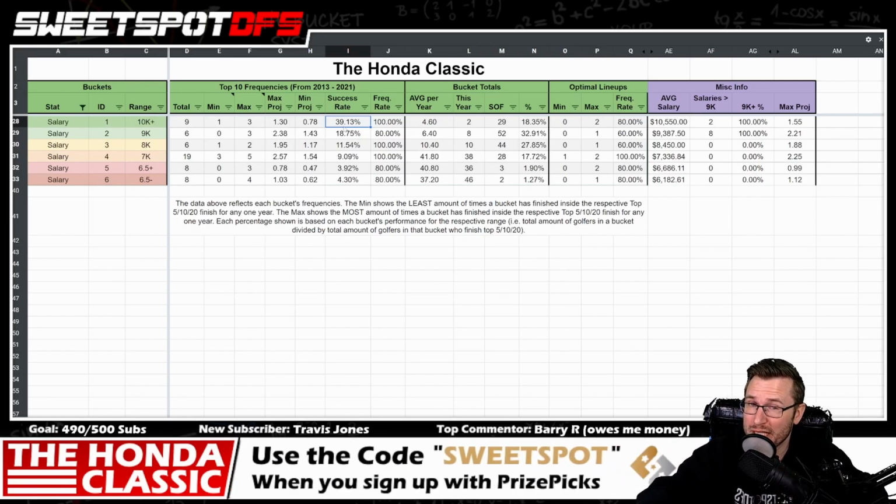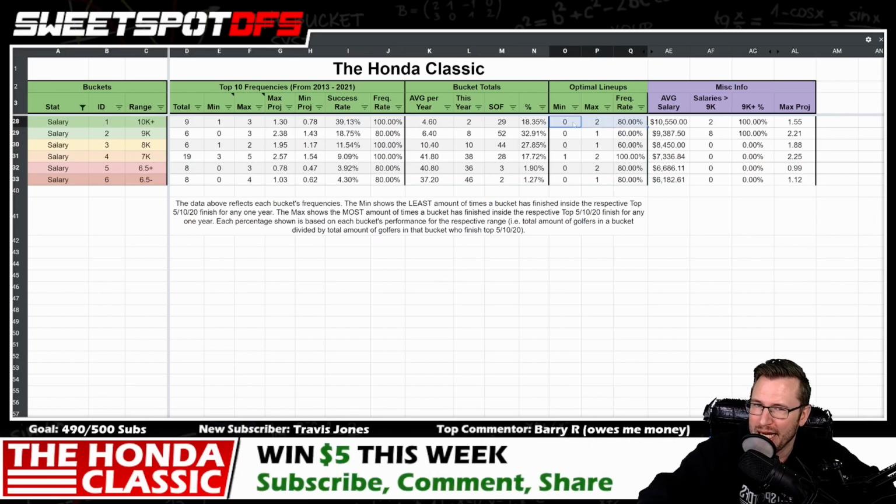That success rate for 10K, almost 40%. 100% frequency rate of getting at least one of them inside the top 10. We've seen a max up to 3. Now, not all the time are they in the optimal lineup, so that's the other thing to keep in mind. 80% frequency rate there, but 80% still pretty good.